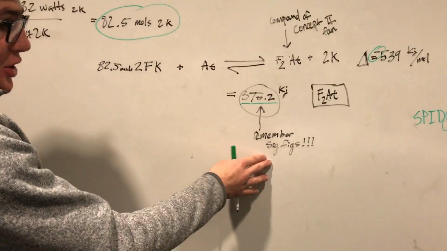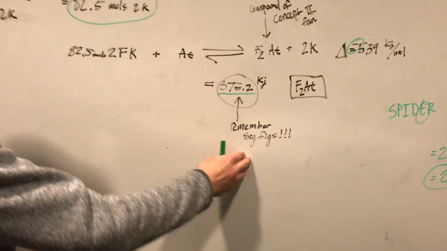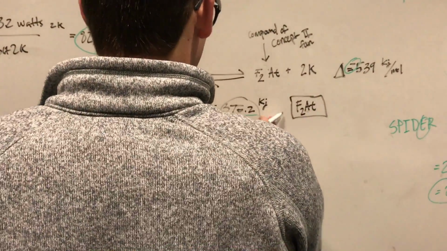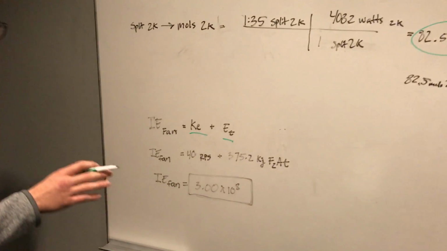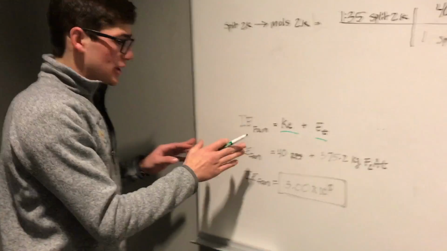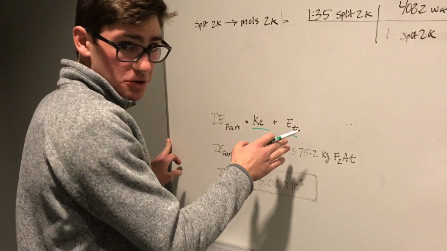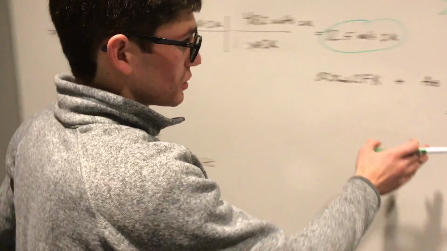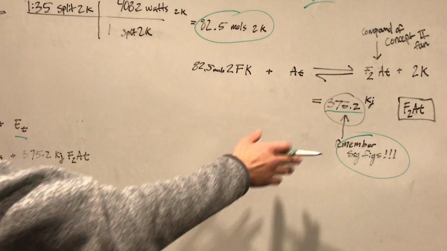And the important thing to know is you cannot forget your sig figs. This is very, very, very important. Okay, now we have the kilojoules of the reaction of F2AT. Now we have to find the ionization energy of the fan. So how we do that is the equation for ionization energy is IE plus KE equals energy total. So we have the energy total because we're going to say that's the enthalpy of the reaction.